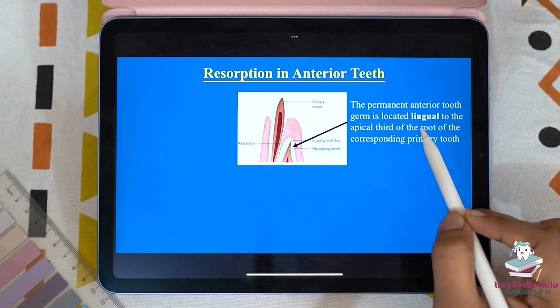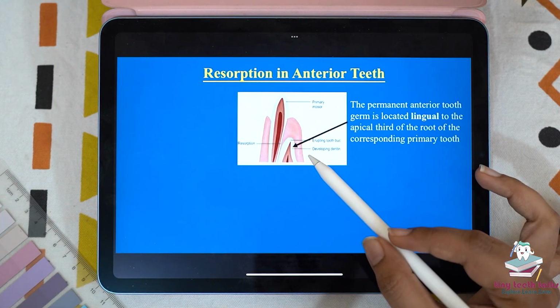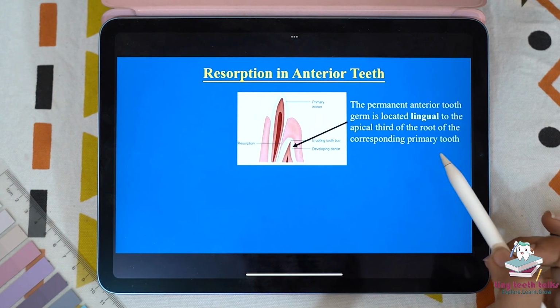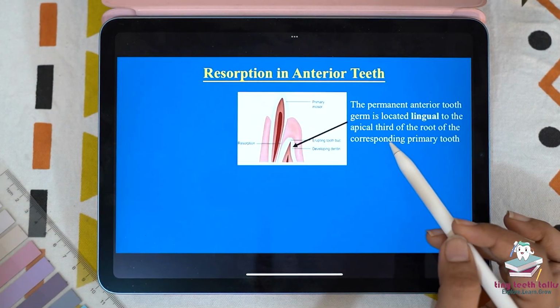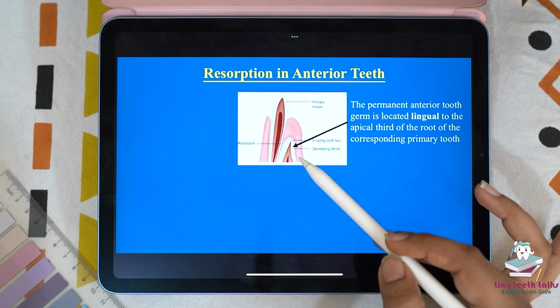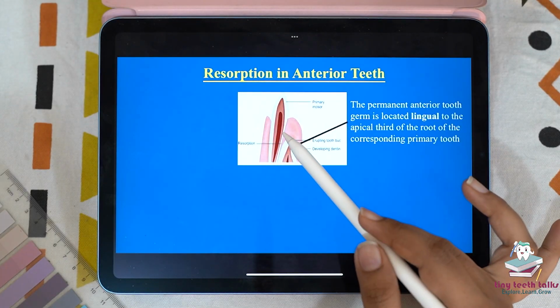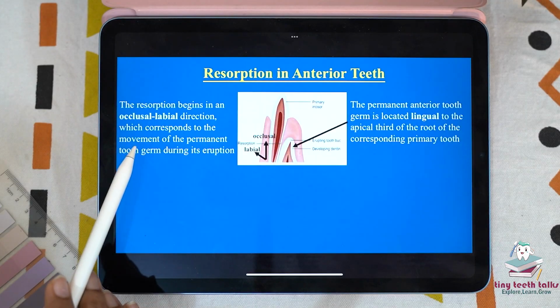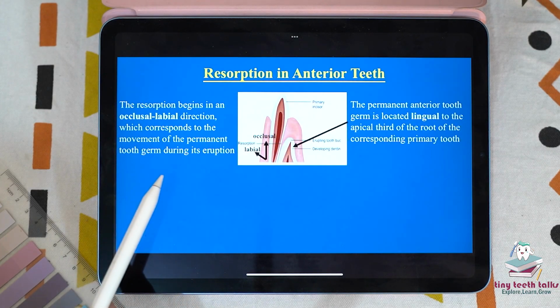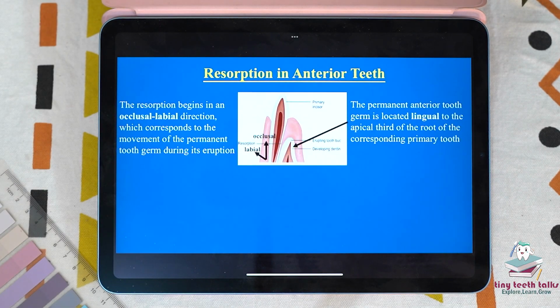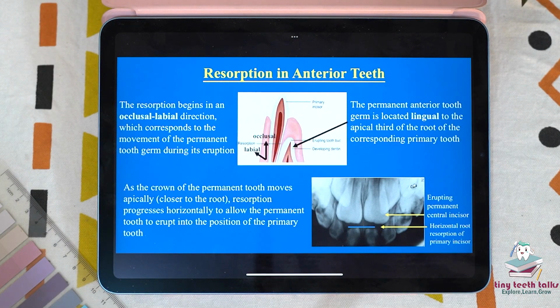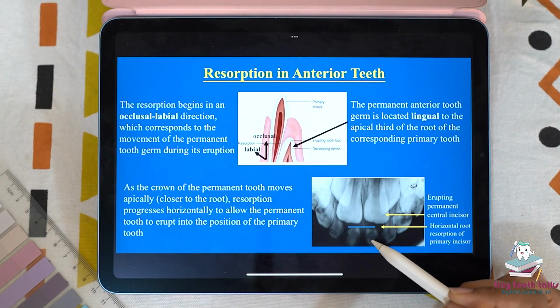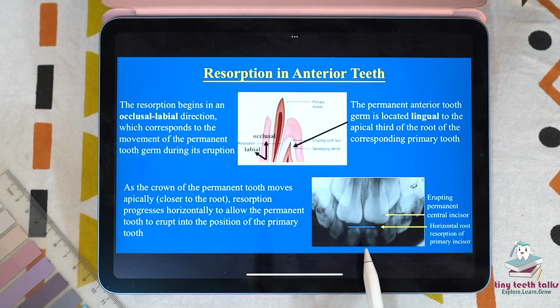The permanent anterior tooth germ is located lingual to the apical third of the root of the corresponding primary tooth. Here is the permanent central incisor located behind the primary central incisor. The resorption begins in an occlusolabial direction, which corresponds to the movement of the permanent tooth germ during its eruption, so that the permanent tooth takes position. As the crown of the permanent tooth moves apically closer to the root, resorption progresses horizontally to allow the permanent tooth to erupt into the position of the primary tooth.